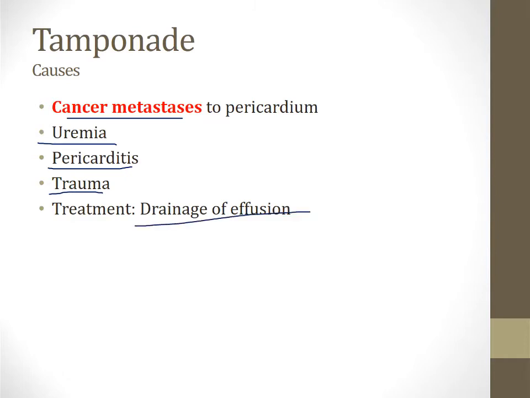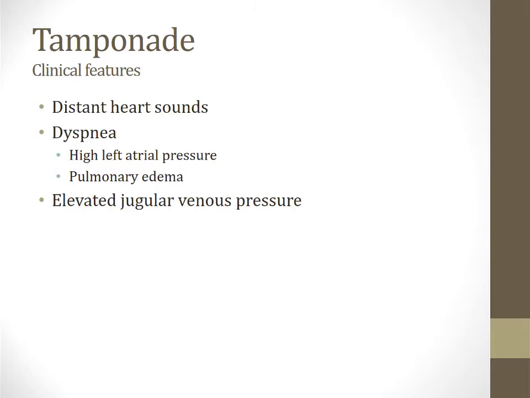On this slide, I've listed the clinical features of tamponade. The heart sounds will be distant. When you examine the patient with the stethoscope, there is a wall of fluid surrounding the heart, so the heart sounds are distant. Patients classically develop dyspnea very early on. This is because the pressure in the left atrium becomes high and pulmonary edema may occur.